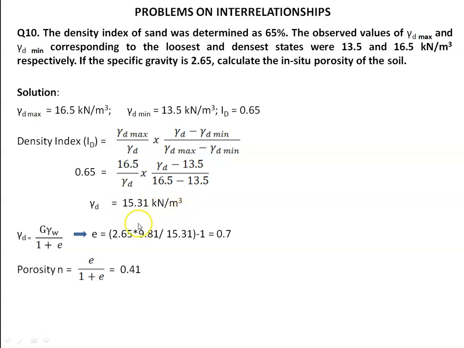So knowing the value of dry unit weight, we can take the equation gamma D equal to G gamma W by 1 plus e. From this we can estimate the void ratio, which comes as 0.7. Then we can find the porosity using the equation n equal to e by 1 plus e, which is 0.41.